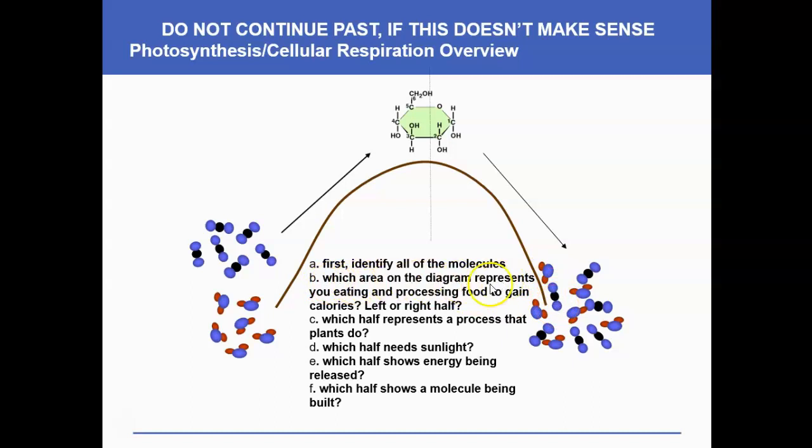Which area of the diagram represents you eating and processing food? Eating, that's taking in glucose molecules and breaking them down to get out that energy. So that's going to be the right half. Which half represents a process that plants do? That's photosynthesis. That's taking water and carbon dioxide and making glucose. Which half needs sunlight? Photosynthesis. Which half shows energy being released? That's the right half. That's what is happening in cellular respiration.